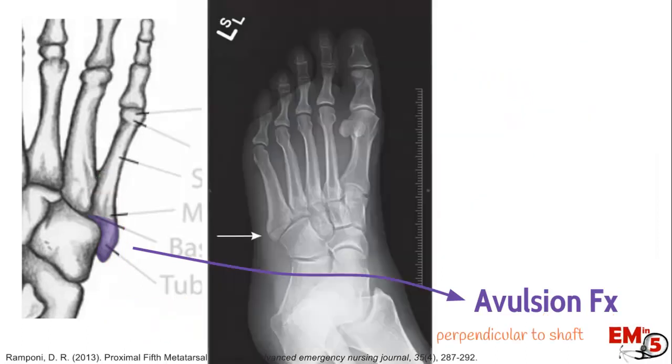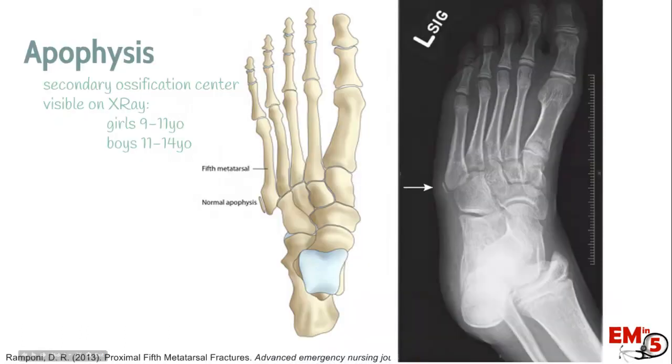Here's an example of that avulsion fracture right here. You can see that's proximal to the fourth and fifth articulation. And one thing to notice is that it's perpendicular to the shaft of the fifth metatarsal. And the reason that's important is because this can be a little tricky.